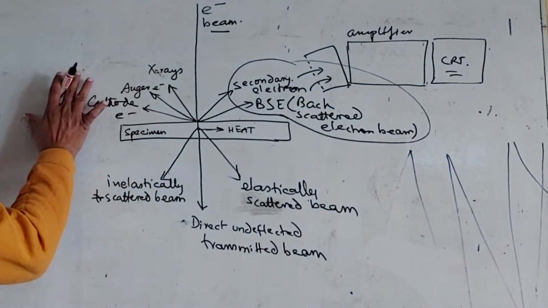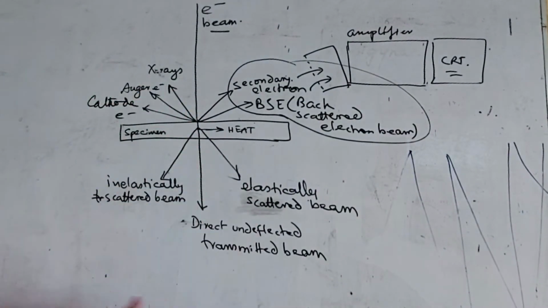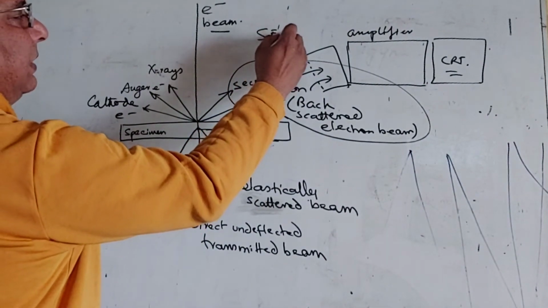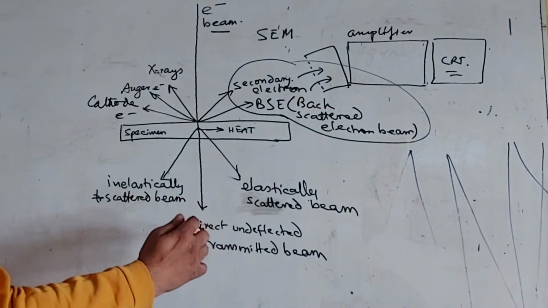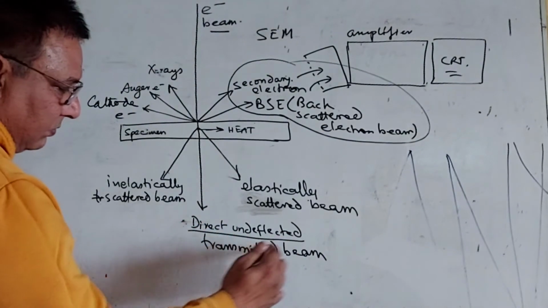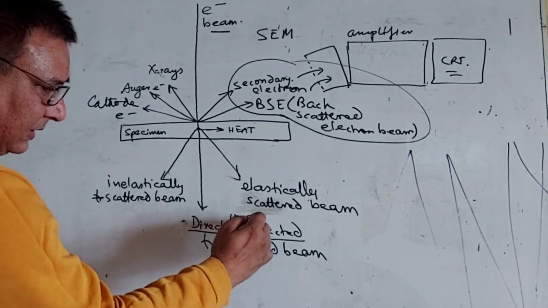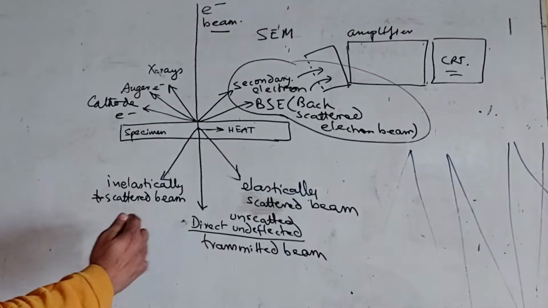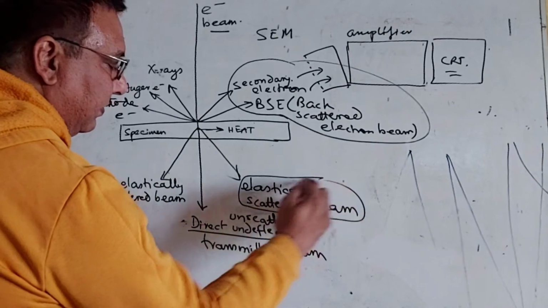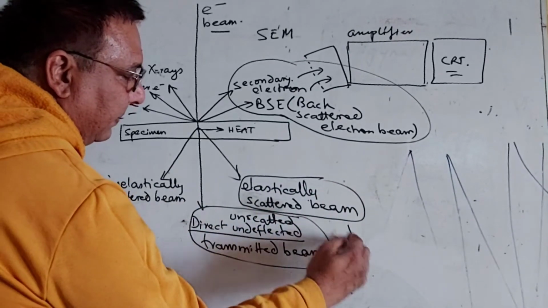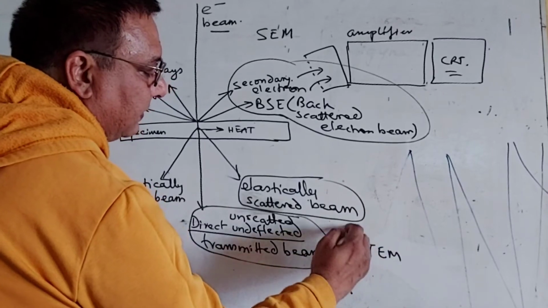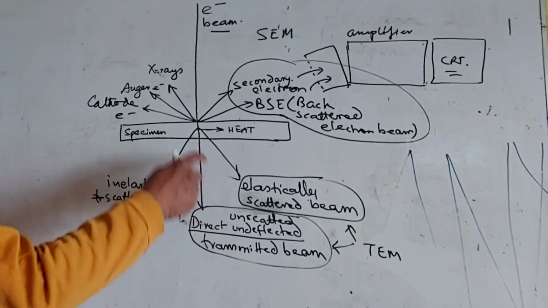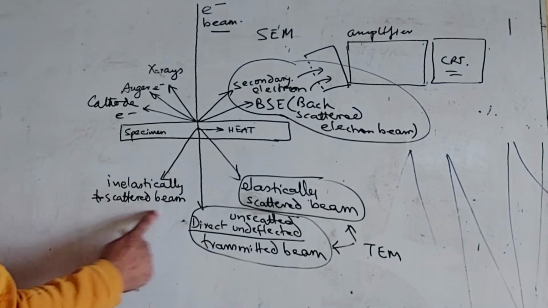These electron beams are not used for this electron microscopic purpose. For SEM purpose, we use this one. This is SEM, scanning electron microscope. And for TEM purpose, you use this direct, unscattered or undeflected electron beam, or you use elastically scattered electron beam. You use these two for TEM purpose. I will tell you how these electron beams are being generated, these elastically and inelastically scattered.